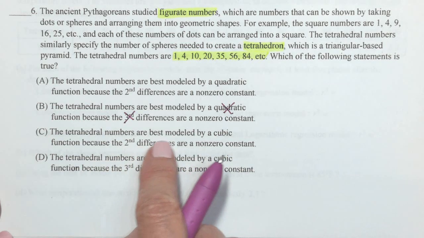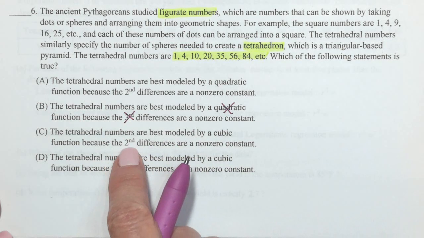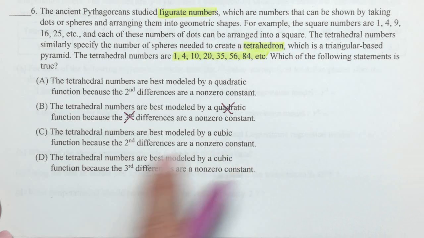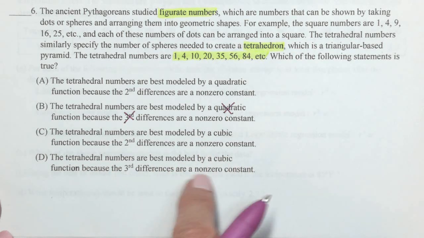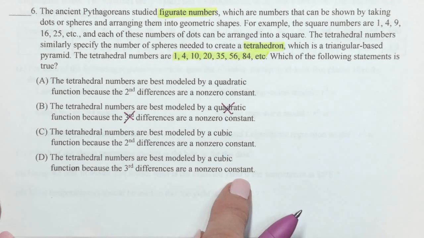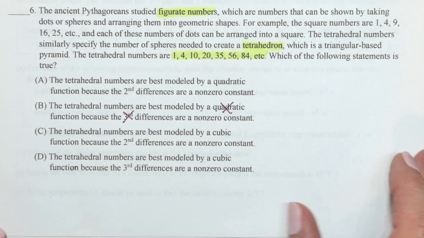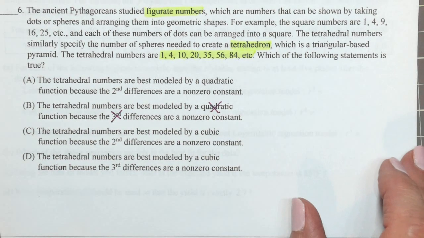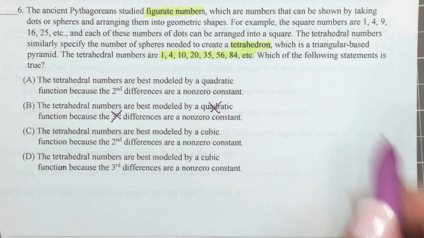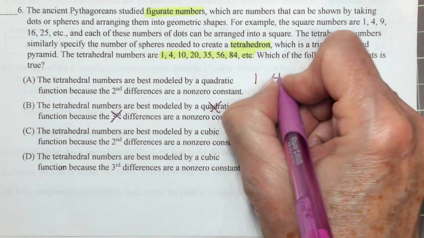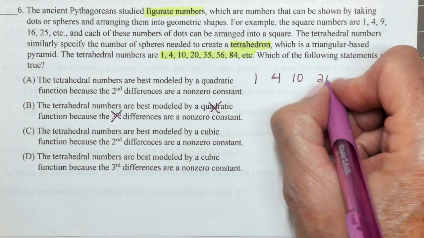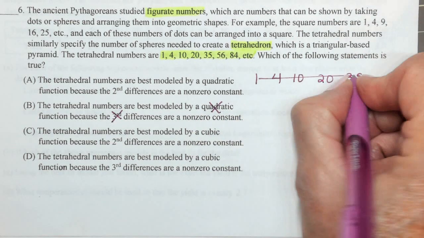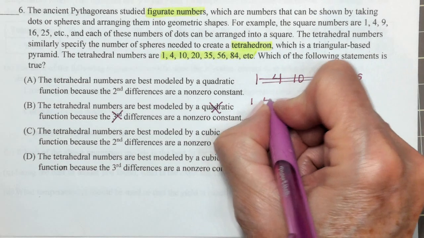The tetrahedral numbers are best modeled by a cubic because the second differences are a non-zero constant. The tetrahedral numbers are best modeled by a cubic because the third differences are a non-zero constant. Already, I'm really leaning to D for this answer. Even without doing a lick of work, I'm leaning towards that because it makes sense. But I'm going to go ahead and find the second and third differences. I'm running out of space already. Let me write a little bit smaller.